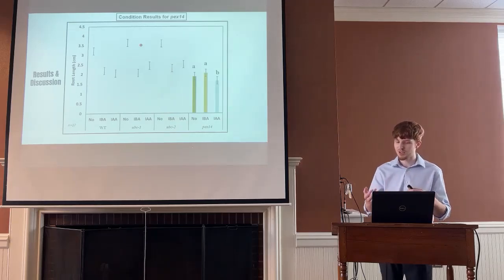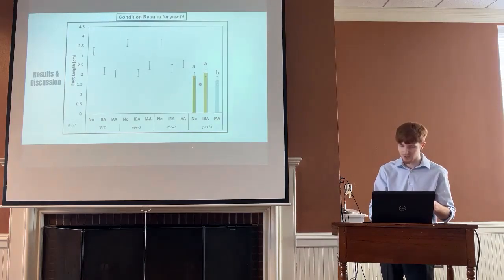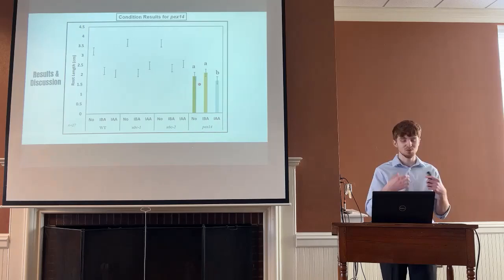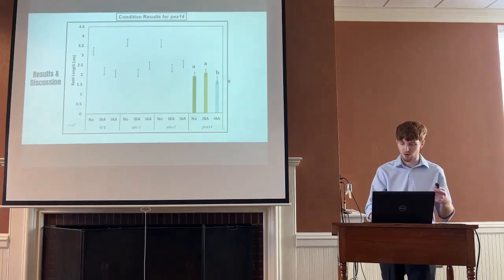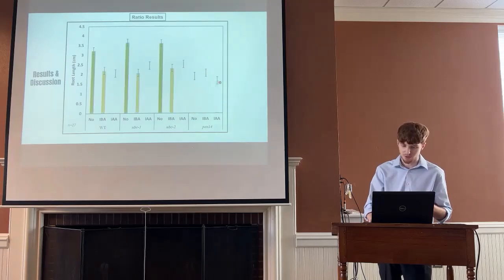And then PEX14 can't convert IBA to IAA, so it doesn't shorten the root length, which is why these are relatively the same length. And then when it is exposed to IAA, it is already exposed to IAA, so it will inhibit the root length.